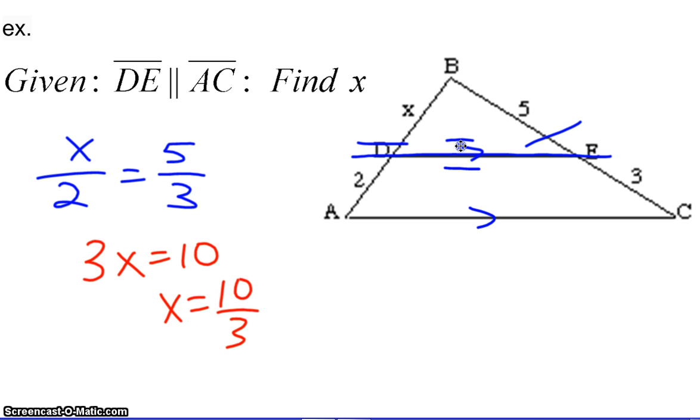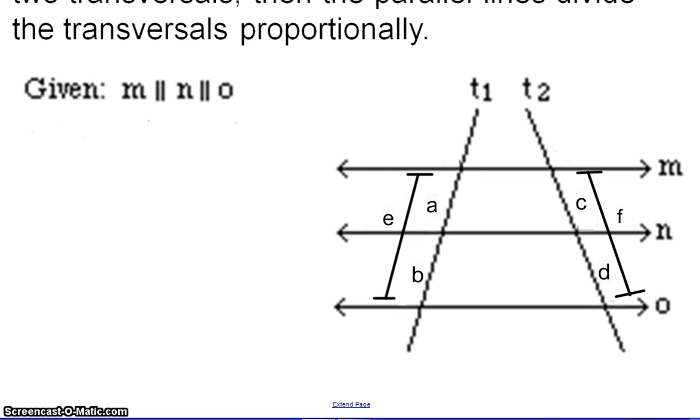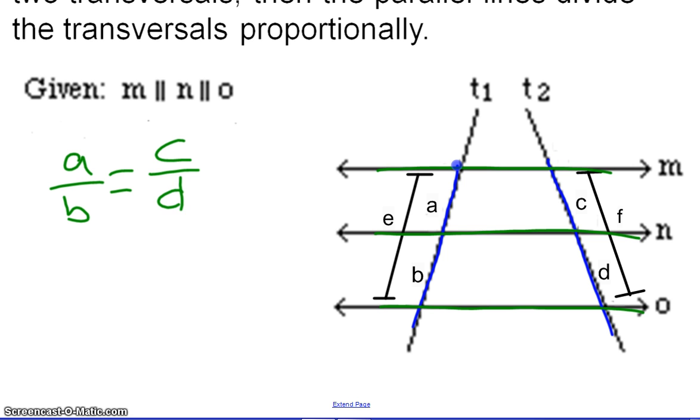The next one is very similar to this one, except it's not dealing with specifically a triangle. It's the parallel proportion. So we have multiple parallel lines that are intersected by two transversals, and the parallel lines divide the transversals proportionally. So same concept. We have the transversals here in blue, and then the parallel lines, so they cut the transversals proportionally. On the left transversal we have A over B. On the right transversal it's the same ratio as C over D.